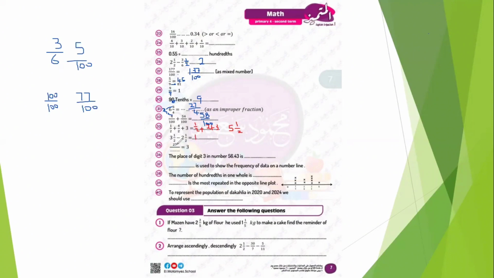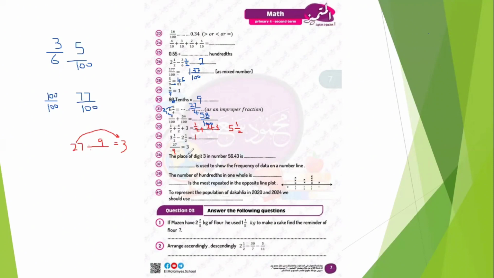35. 27 divided by what equals 3? We can write it like this. 27 divided by what? We said the fraction sign means divide, equals 3. This is a missing number, so we can divide 27 by 3 equals 9. So the answer is 9. And check: 27 divided by 9 equals 3.